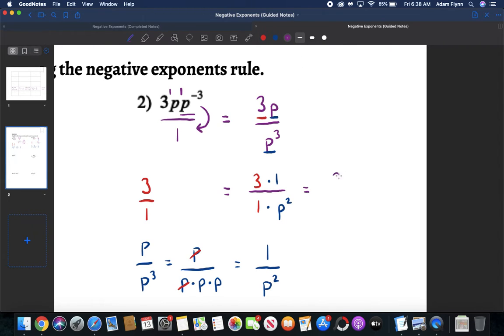So 3 times 1 is going to be 3. 1 times p squared is going to be p squared, or p to the second power. Final answer is going to be 3 over p to the second power. Okay, on to number 3.